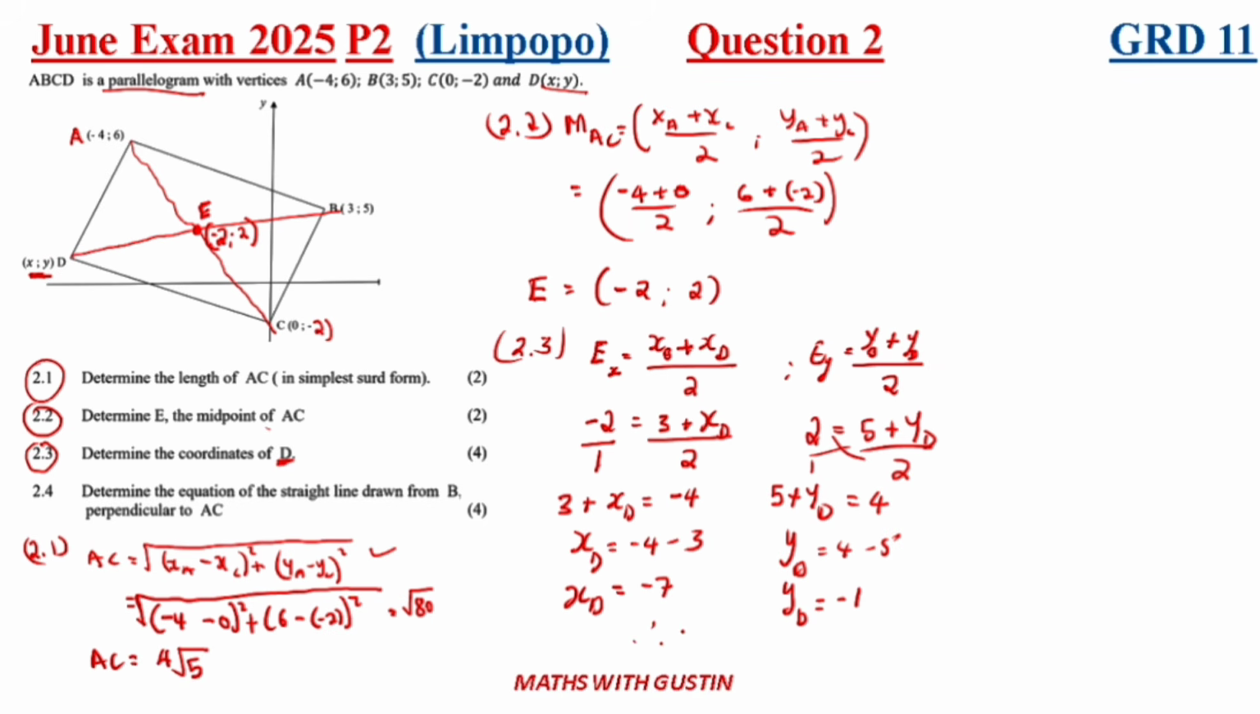So therefore we can tell the examiner that the coordinates at D are negative 7 and negative 1. And then that should be it.